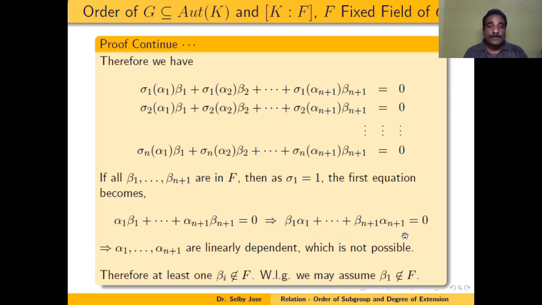This means what? This means that alpha 1 etc. alpha n plus 1 is linearly dependent, which is not possible because we assumed that alpha 1, alpha 2 etc. alpha n plus 1 are linearly independent. So beta 1, beta 2 etc. beta n plus 1 all being zero is not possible. Therefore there exists at least one beta i which is not zero. So without loss of generality we may assume that beta 1 is not zero.